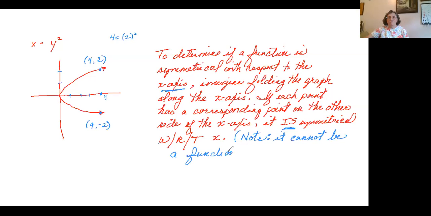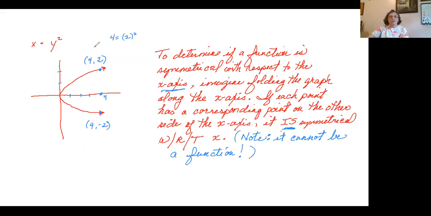The definition of a function is that you cannot have an x value that has more than one y value. So in order to be symmetrical to the x-axis, it is not going to be a function. That doesn't mean it can't have an equation, but it's not a function.